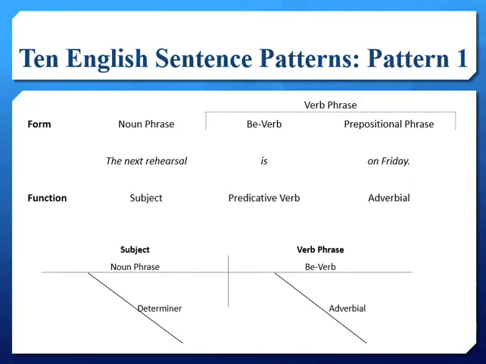Typically, a subject complement follows a be verb. A subject complement renames or describes the subject before the be verb. The adverbial modifying the be verb is not a subject complement. Sentence pattern 1 is a special sentence construction from the other sentence patterns.